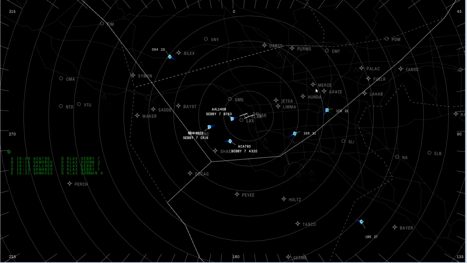SkyWest 4820, proceed direct Seal Beach, resume the departure. Proceed direct Seal Beach, resume the departure SkyWest 4820.